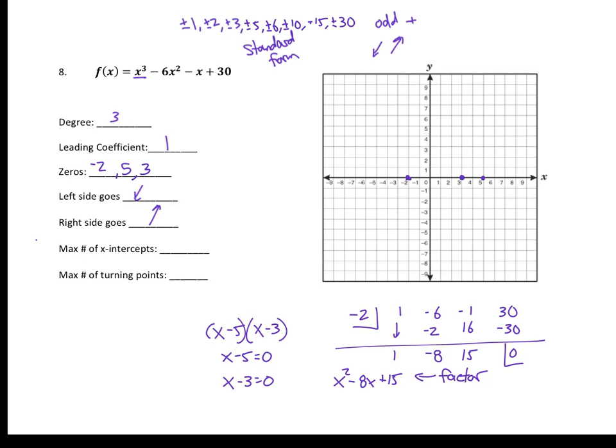We know that it goes down to the left. It goes up to the right. It's going to go up. We don't have any bounces, so it's going to hit a point. It's going to go back down, and then back up through 5. Maximum number of intercepts is 3. Maximum turning points is 2.